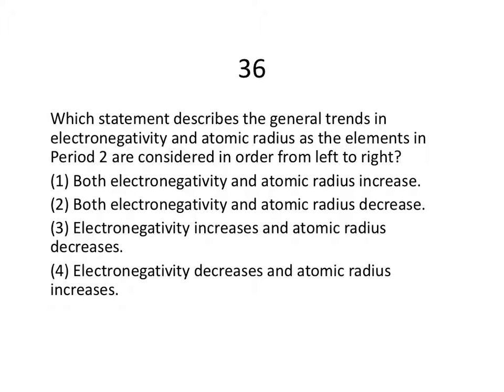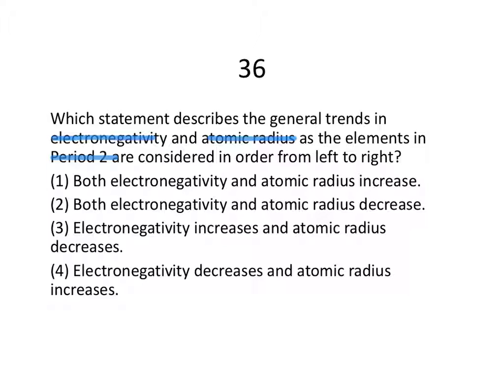So in this question, we want to know what is the trend for electronegativity and atomic radius as we go across period 2. Well, first of all, let's draw out the periodic table that I asked you to do. And I ask you to remember that as you go down a group, the atomic radius is going to increase. And so, therefore, as it goes across a period, the atomic radius is actually going to decrease.